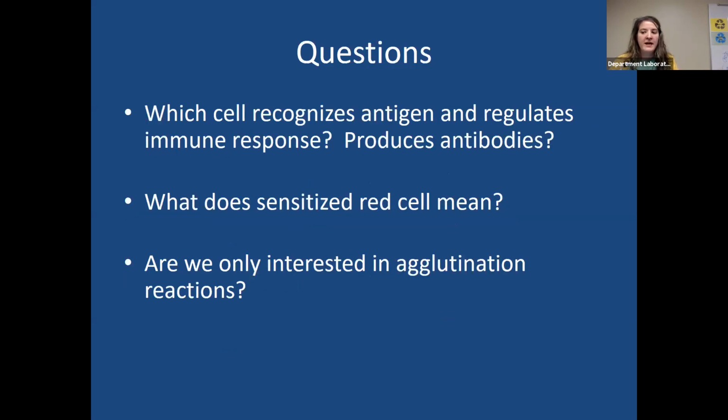Which cell recognizes antigen and regulates the immune response, T cells or B cells? That's your T cells. Which cell produces your antibodies? That's your B cells, or B cells transforming into plasma cells.